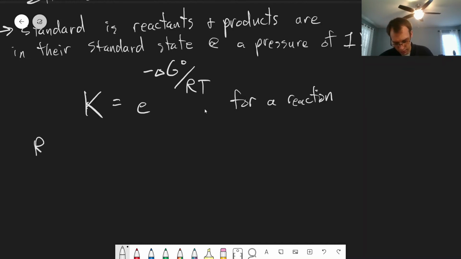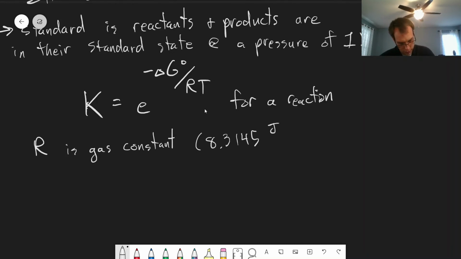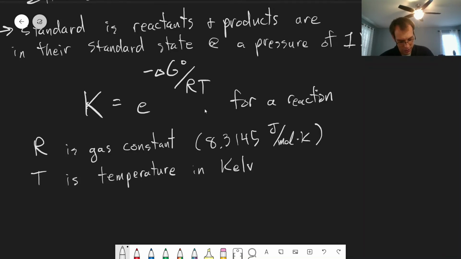And again, to reiterate, R is the gas constant from the ideal gas law, which is 8.3145 joules per mole times Kelvin, although you can write it in a bunch of different units. T, I will emphasize again, is temperature in Kelvin. So this has to be in units of Kelvin. You can't use degrees Celsius, and definitely not degrees Fahrenheit.